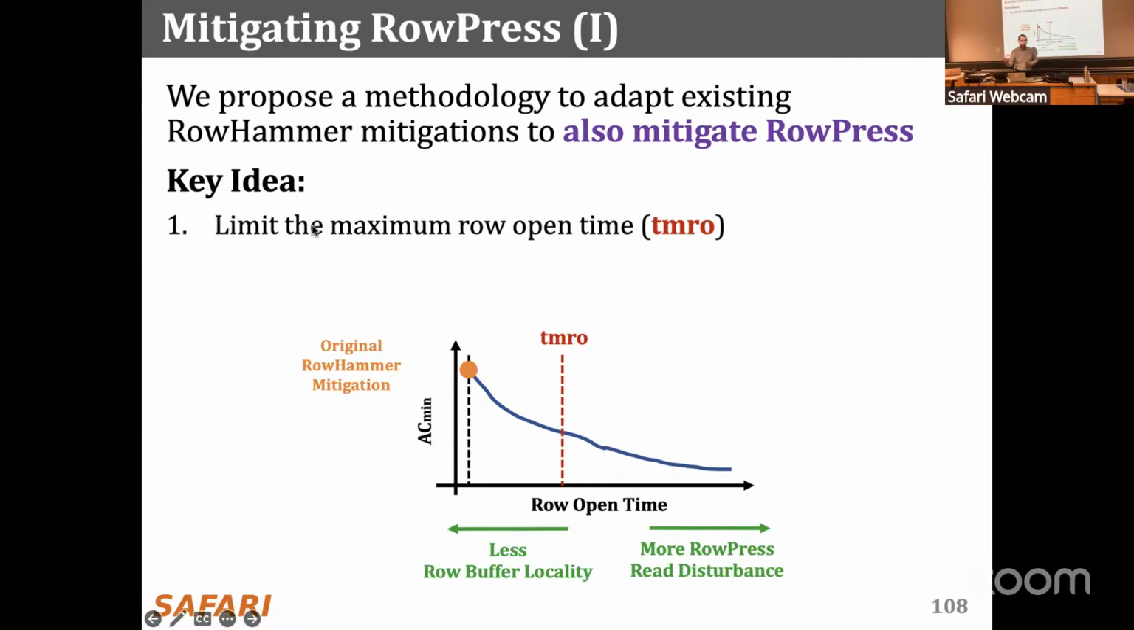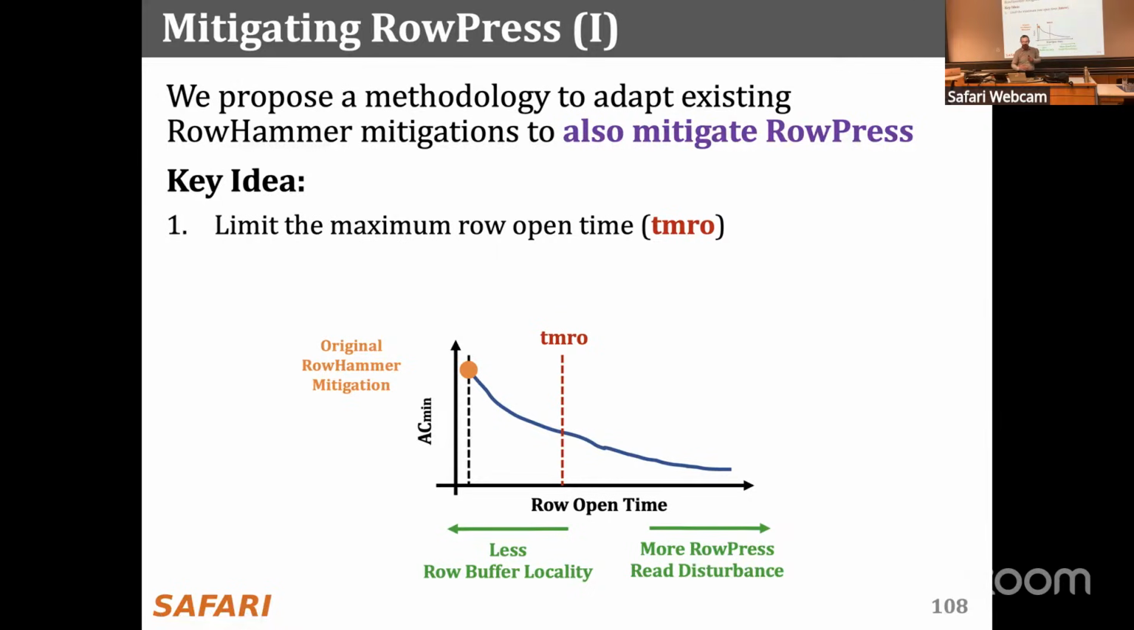to make this easy, have a maximum row open time limitation in the memory controller. Now, if you actually set this maximum row open time to a very low value, you exploit less row buffer locality, right? If you set the maximum row open time to a high value, you cause more disturbance, essentially. So you set it reasonably. You lose some performance because of that, but if you set it very carefully, maybe you don't lose as much performance.